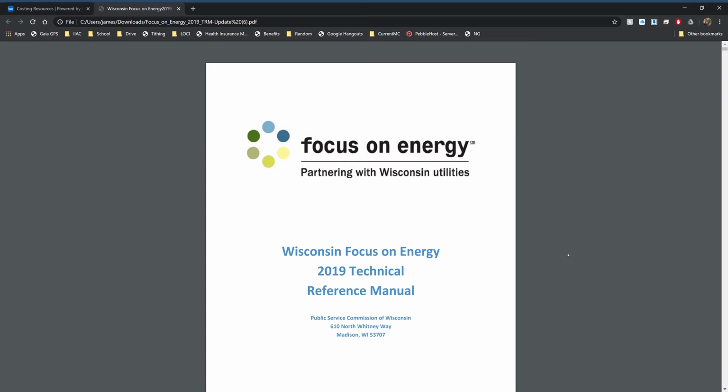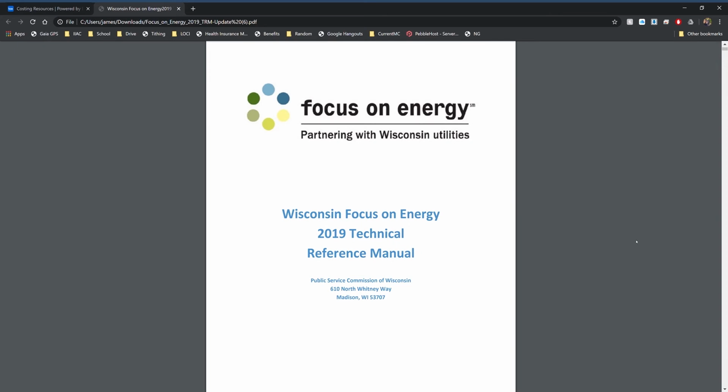So this is a living document. It's updated twice per year. This is the 2019 most recent version. So if we do use this over the years, we will have to update it. That's just something to be aware of. So I'm just going to dive in and show you how to use this manual.